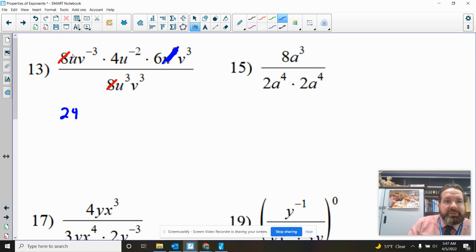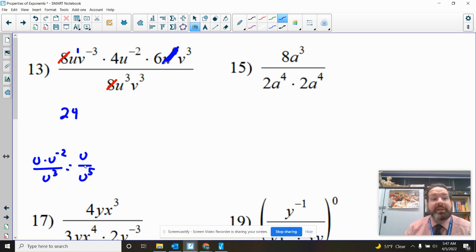Next, let's deal with the u's. So I've got u to the first, u to the negative second, and u to the third. That's just a lot to keep track of. So u times u to the negative second over u to the third. Okay, so I'm going to actually make this a u to the positive second down below. So 2 extra u's downstairs is going to give a u to the fifth. Now I've got what? U to the first on the top, u to the fifth on the bottom. That means I've got u to the fourth left over that'll be down below.